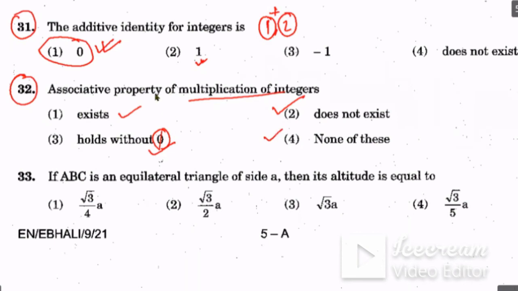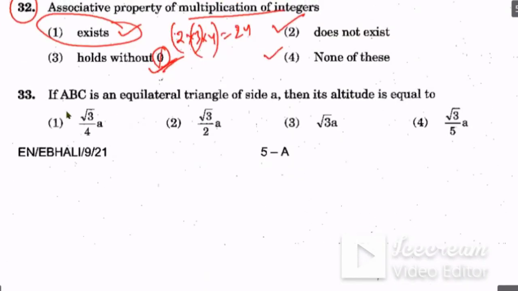So you know what is associative property. If there is 2 into 3 into 4, you will get 24. And if you associate this, then also you'll get 24. If you associate this, then also you'll get 24. So associative property exists in multiplication of integers, and it does not depend on 0. So the correct answer is 1. We'll check the next question, question number 33.